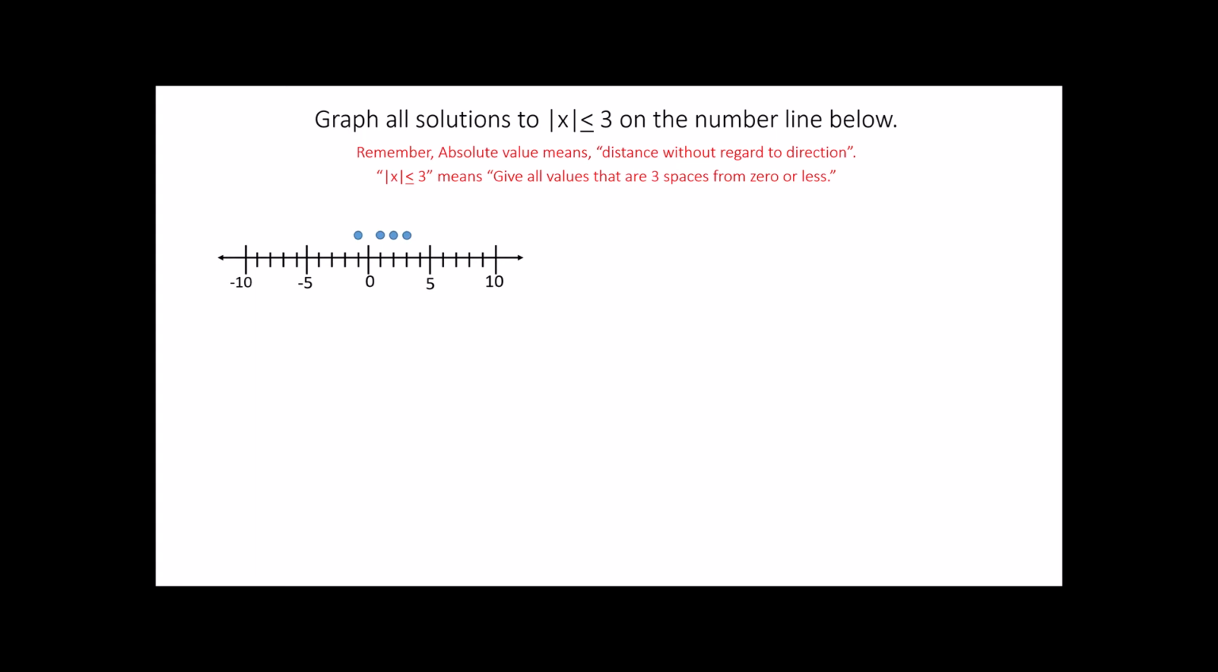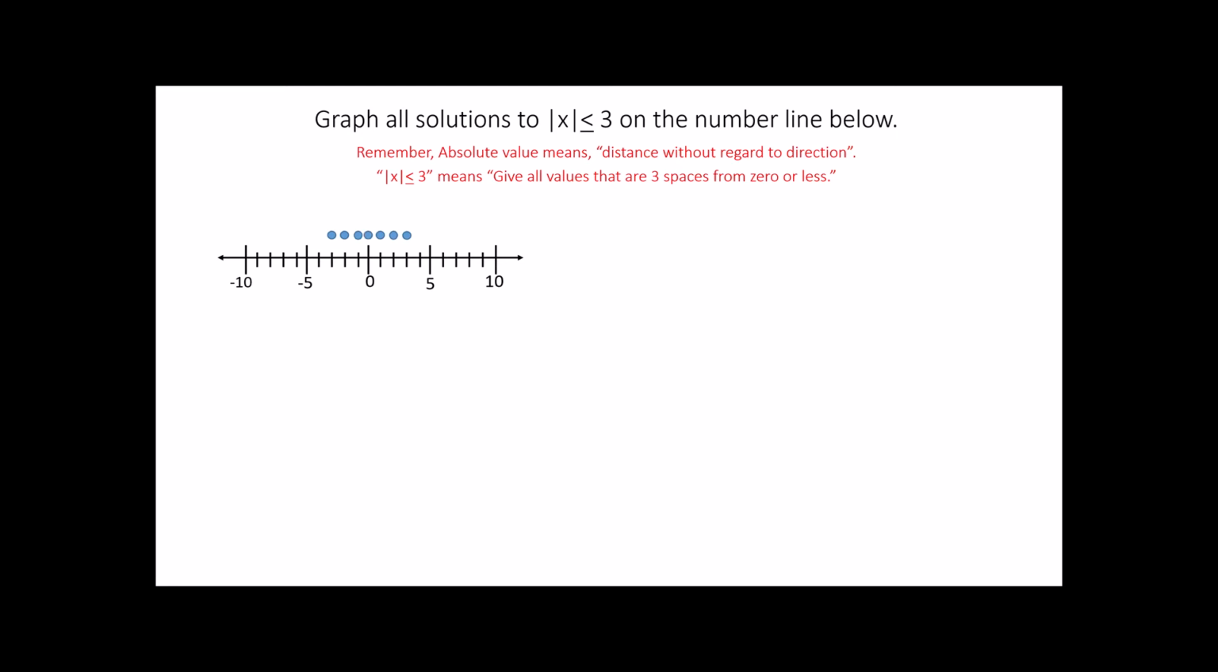A negative 1 is only 1 space away from 0. It does go in the negative direction or to the left on our number line, but remember absolute value says ignore the direction, just focus on the distance. Same thing for negative 2, same thing for negative 3. Negative 3 is exactly 3 spaces away from 0.